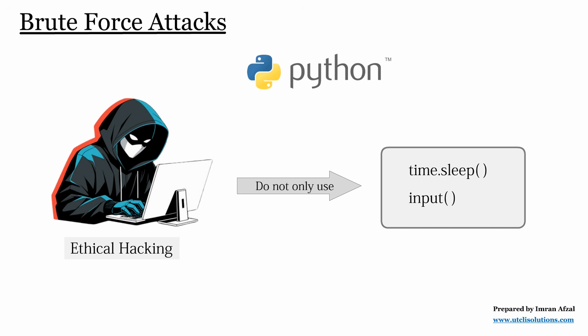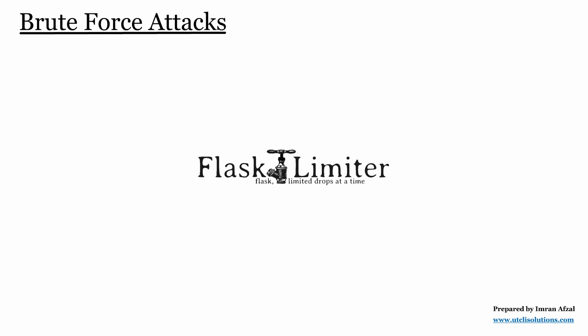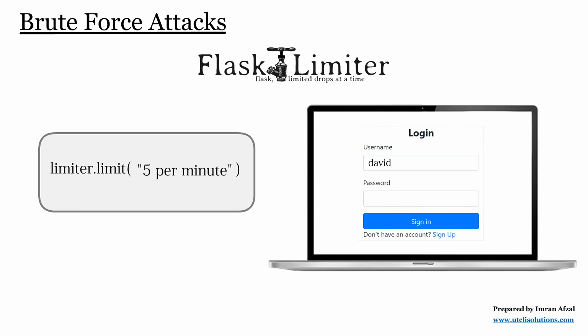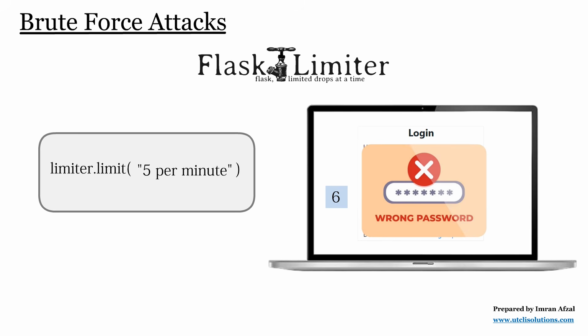When we want to stop brute force attacks in real systems, we use special libraries that are made for security. One example is a library called Flask Limiter. This library is used in Flask applications. We use a function called limiter.limit from this library to set a rule for login attempts. The parameter we give is like 5 per minute, which means a user can only try to log in 5 times in 1 minute. If the user tries more, the limiter function will block them for some time. This makes brute force very hard.